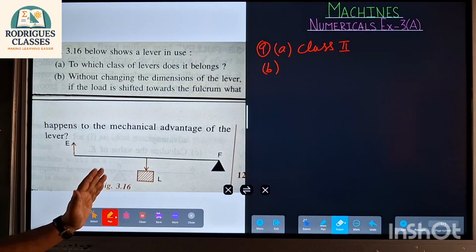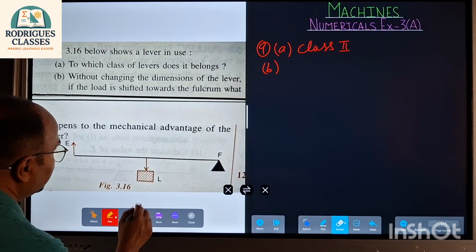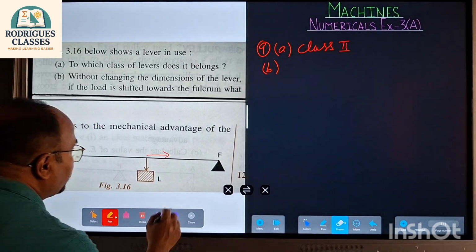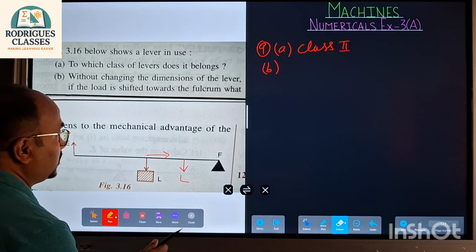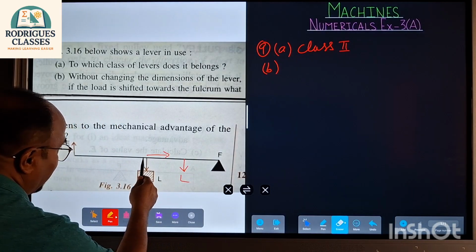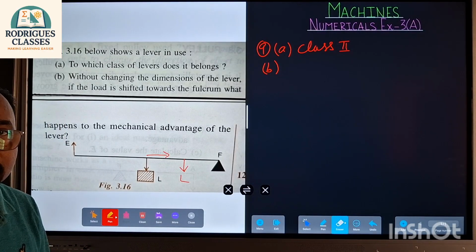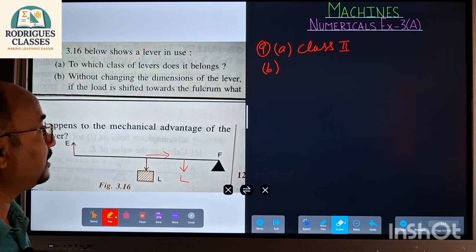Okay, then to the B part, follow again. I explain, the question says that this load is shifted toward this side. So from here the load is being taken this side. So if I bring the load this way over here, this becomes the load arm. Okay, so earlier the load arm was this much, I have taken that side, so it means load arm has got shortened. So if the load arm is getting shortened, what happens to the mechanical advantage?